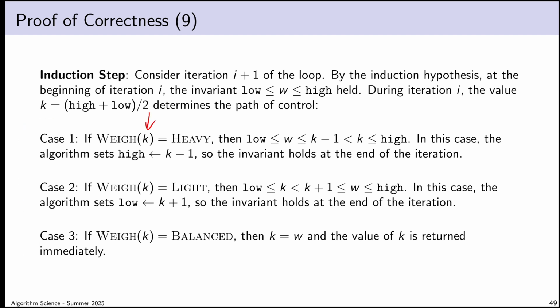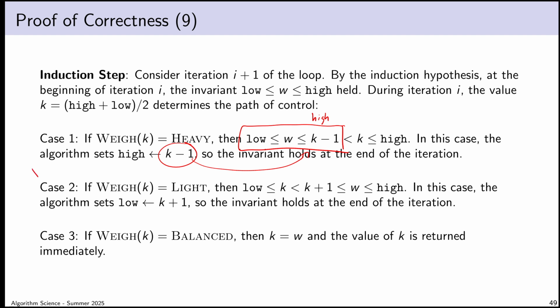So if k comes out to be too heavy, what that's saying is that the real weight w is strictly less than k. Because this invariant already held, we've got low less than or equal to w, which is less than or equal to high. We also know that k is less than or equal to high, and that if w is less than k, then w, because it's an integer, has to be less than or equal to k minus 1. So in the case where k is too heavy, we get w less than or equal to k minus 1, and we then set high to be k minus 1. So the new value of high is k minus 1, and that means that at the end of the iteration, the invariant holds. Okay, good.